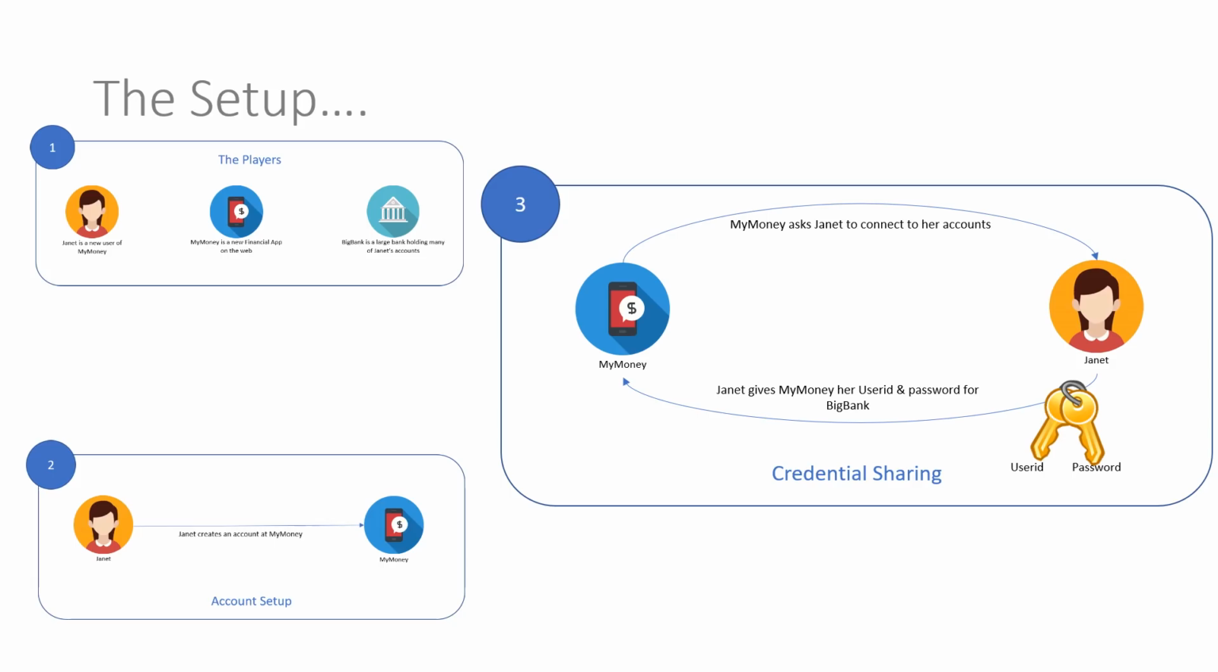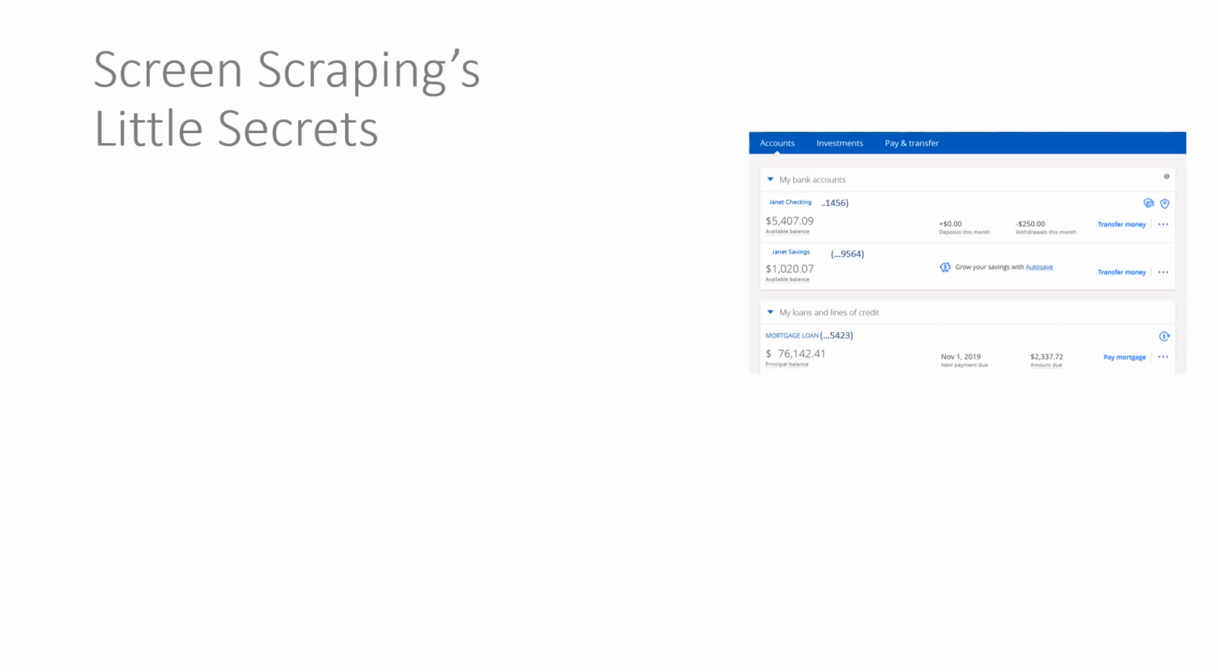Janet will say, oh, I have Big Bank. And then, great, we know Big Bank. Give us a user ID and password to Big Bank, and we'll go do our magic. Janet then enters her user ID and password and gives it to My Money. Now starts the whole screen scraping process. And let's take a look at it. Ready? Screen scraping's little secrets.